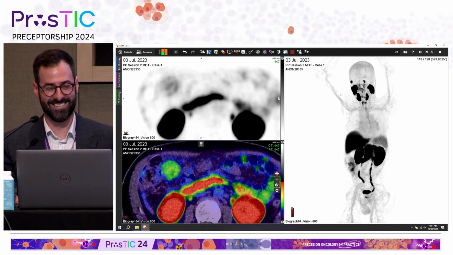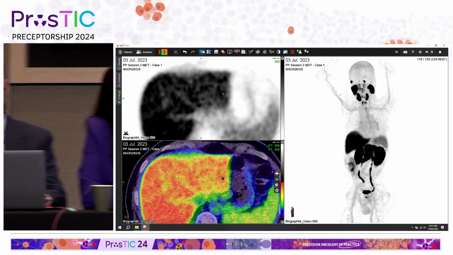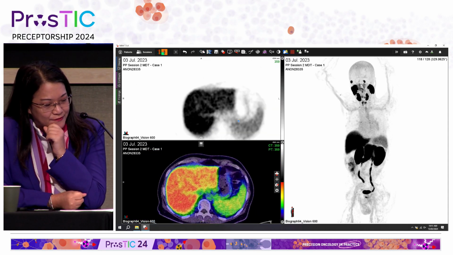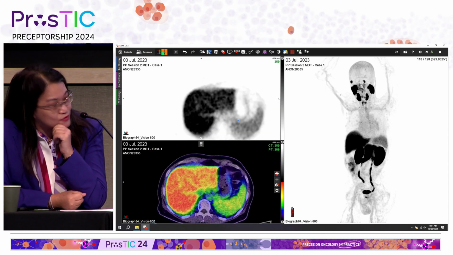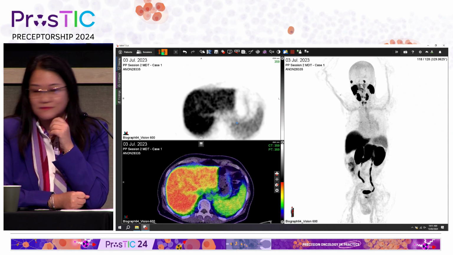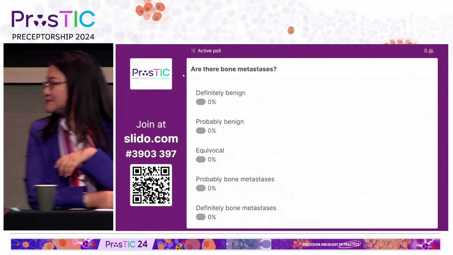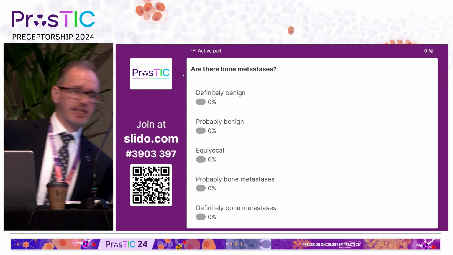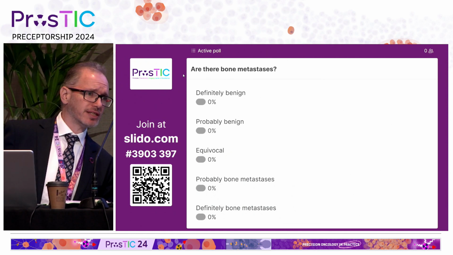But I might actually hand it over to one of our panelists, perhaps one of our nuclear medicine experts. Could we just do a vote first. Oh, can we switch back to the other laptop? Yeah, there's a vote. And when we say are there bone metastases, we mean from prostate cancer.